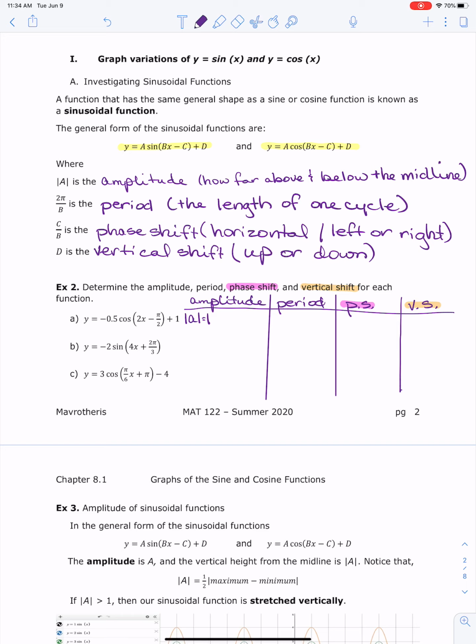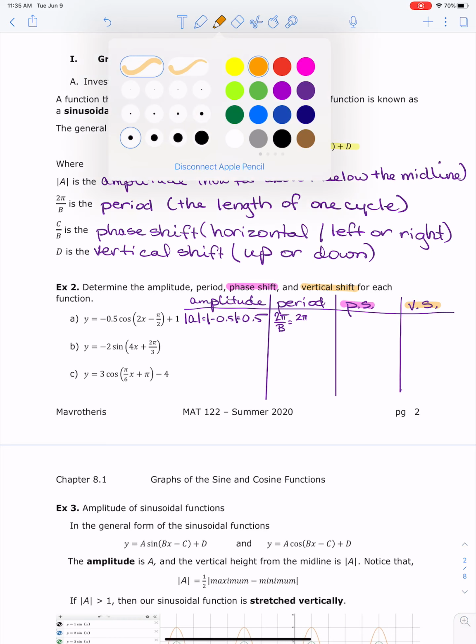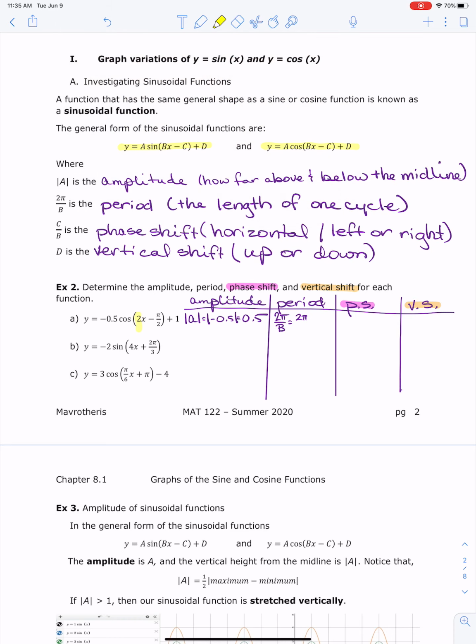Okay, so our amplitude, and I will write this out the first time. Absolute value of A, we've got the absolute value of negative 0.5. Our amplitude here is 0.5. That first function is going to go 0.5 above and below our midline. Our period, 2 pi over B. 2 pi, the B here is 2. So we have a period of pi. This graph is going to repeat every pi units.